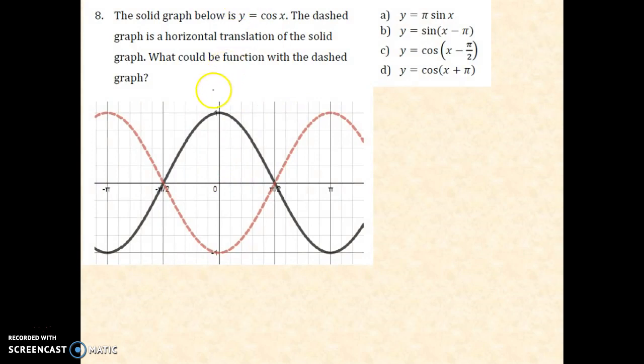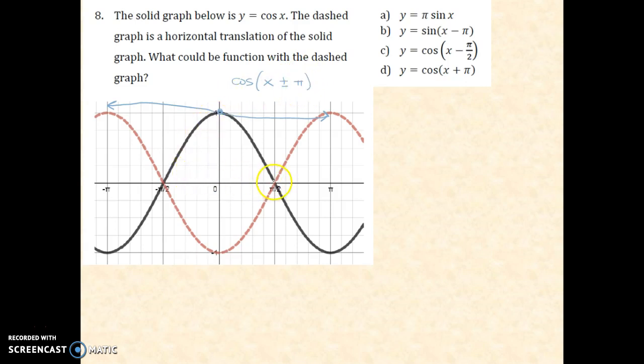Alright, so the solid graph is y equals cosine x. The dashed graph is a horizontal translation. What could be the function with the dashed graph? Well, a horizontal translation means we're just moving sideways. So we're either going to the right pi units or we're going to the left pi units. Either way, that would have to be, if this was cosine, cosine of x plus or minus pi.